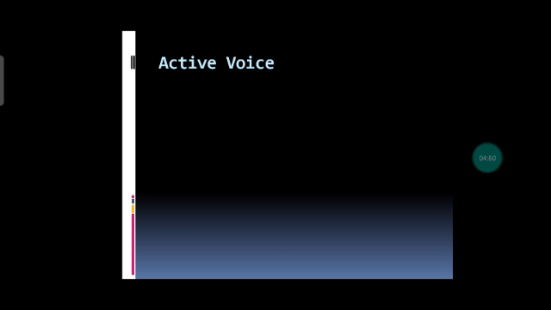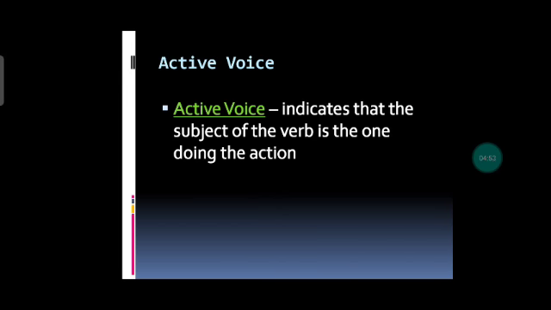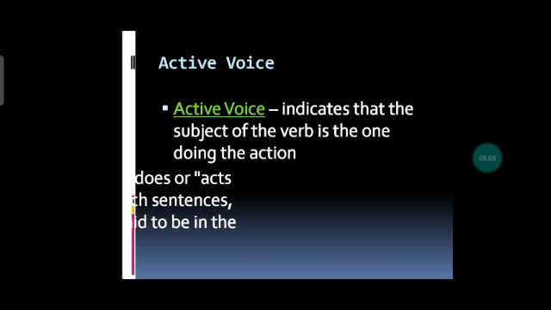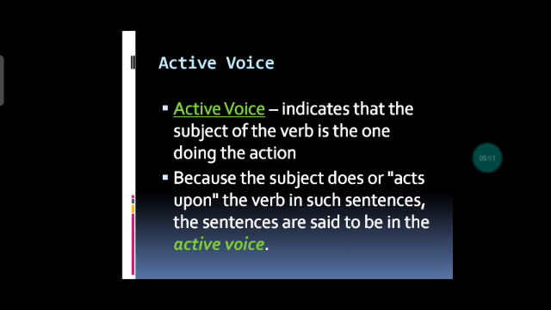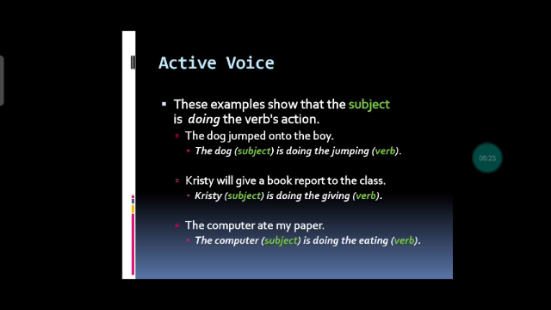Let's start with the active voice. Active voice indicates that the subject of the verb is the one doing the action. When you find that the subject is doing the action, it's what we call active voice. Because the subject does or acts upon the verb in such sentences, the sentences are said to be in the active voice. Look at these examples. These examples show that the subject is doing the verb's action.